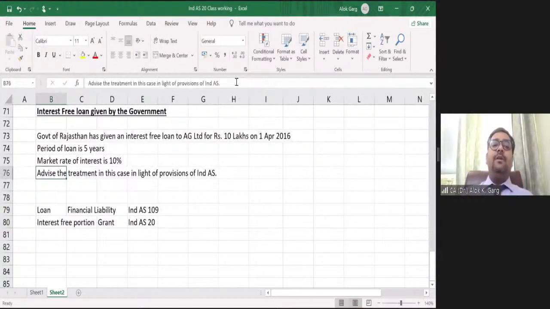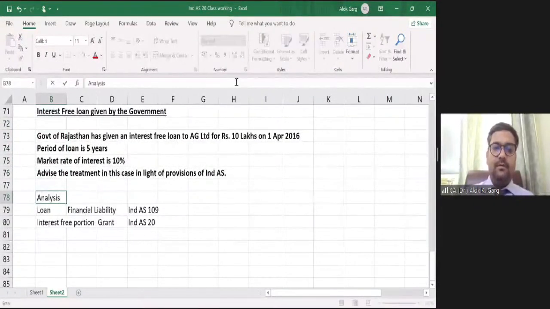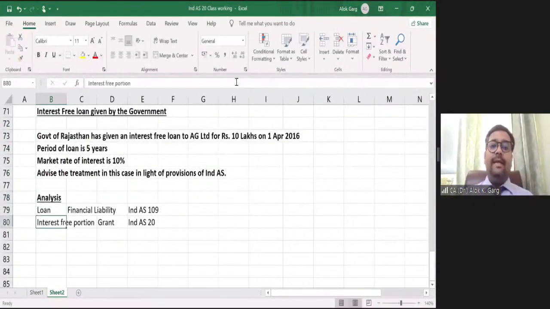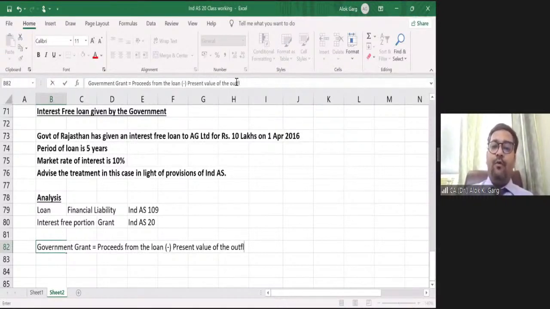And Ind AS 20 says that the government grant is equal to proceeds from the loan minus present value of the outflows.